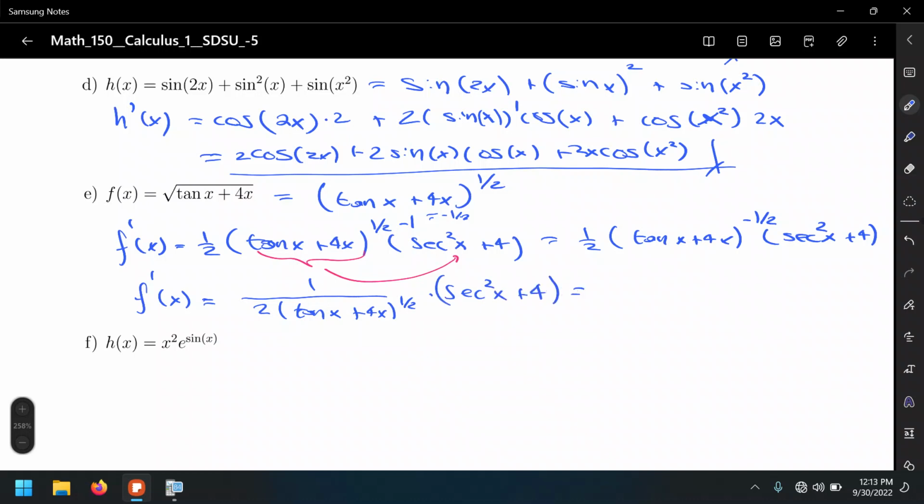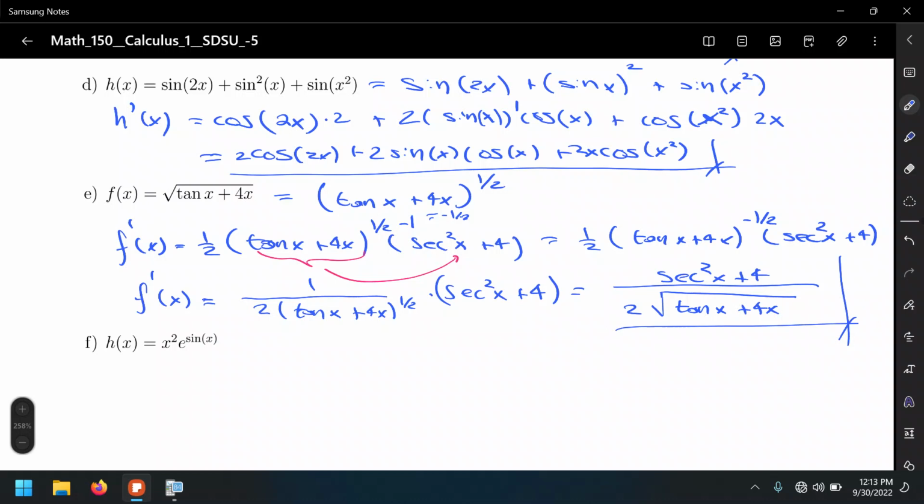So I'm going to multiply this across and have it in the numerator: secant squared x plus 4 over 2 square root of tangent x plus 4x. And that's our final answer.